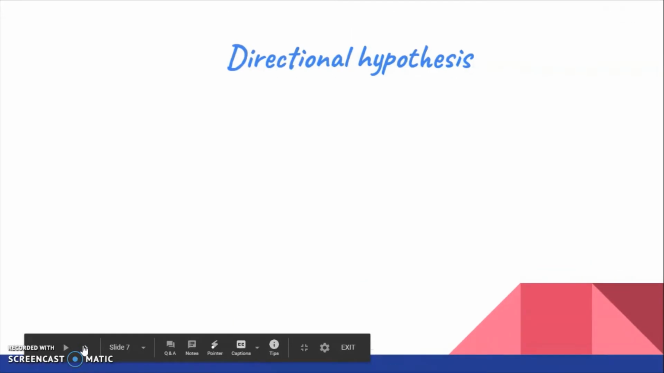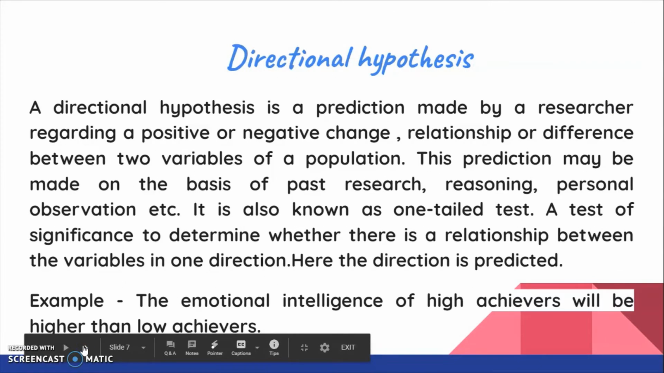First of all, we'll see what a directional hypothesis is. A directional hypothesis is a prediction made by a researcher regarding a positive or negative change, relationship or difference between two variables of a population. This prediction may be made on the basis of past research, reasoning, personal observation, etc. It is also known as a one-tailed test, a test of significance to determine whether there is a relationship between the variables in one direction. Here the direction is predicted. That is, a directional hypothesis is nothing but a direction is predicted.